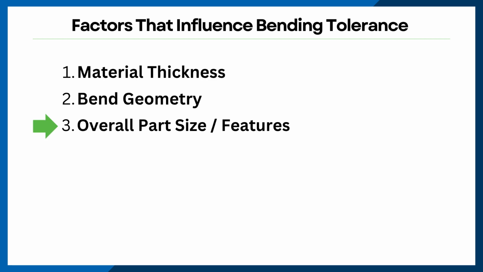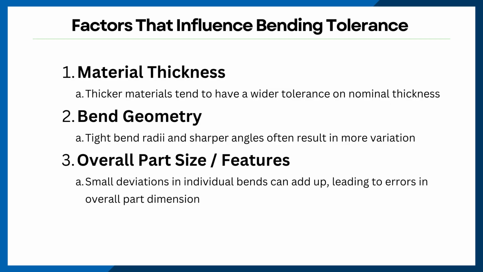Now, overall part size and proximity of features are also an important factor that affect bending tolerances. Larger parts can accumulate more variation due to any sagging, handling issues, or uneven force distribution during bending. On the other hand, features like holes near the bend line can distort during bending, influencing final tolerances and requiring careful considerations. So by considering these factors during the design process, you can cut out any surprises or costly iterations later on during your project.